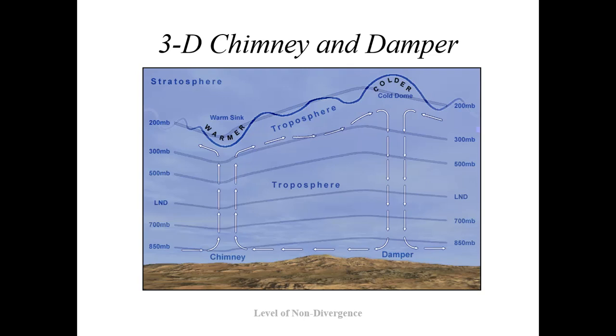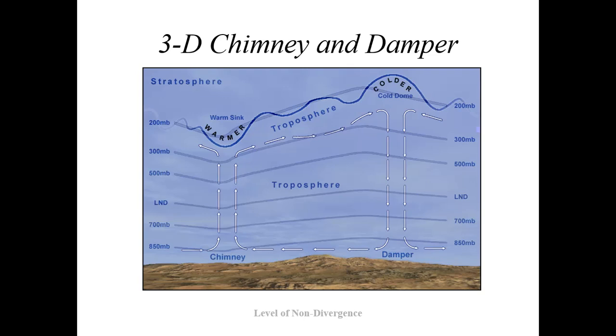And usually above the chimney effect, where that air is spreading apart in the upper atmosphere, you have sinking air from the stratosphere that comes down, and this is known as a warm sink. So there's warmer air from the stratosphere that actually gets injected downward. It's trying to replace the mass that's lost. So that warmer air from the stratosphere works its way downward in the upper troposphere. It's known as a warm sink.